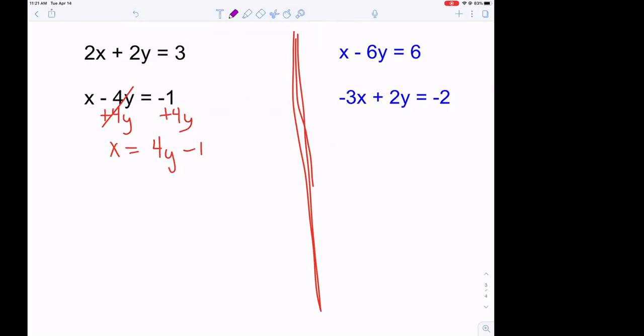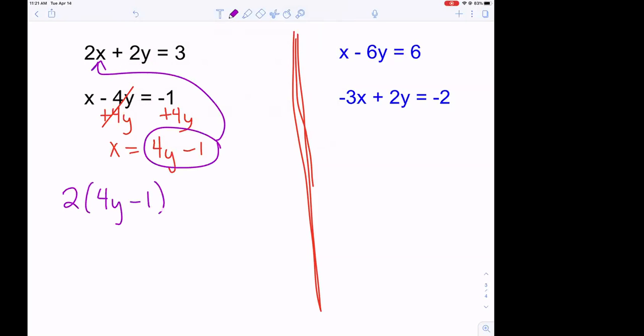And then what do I do with that? Plug it in, yeah, to the first equation. So 2 parentheses 4y minus 1 plus 2y equals 3.